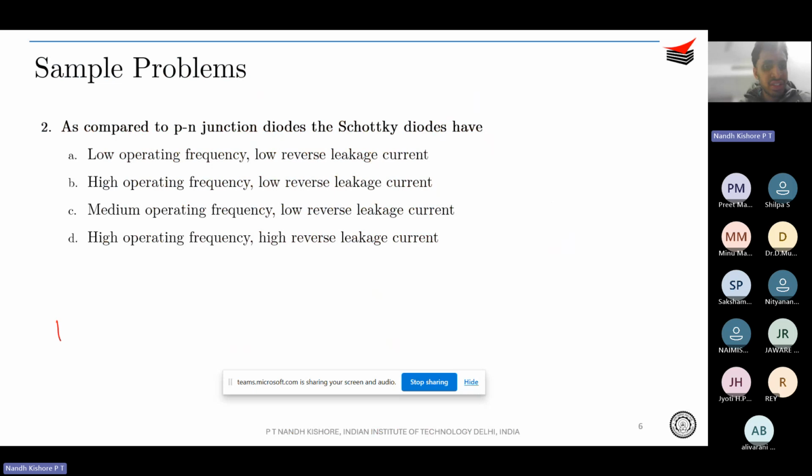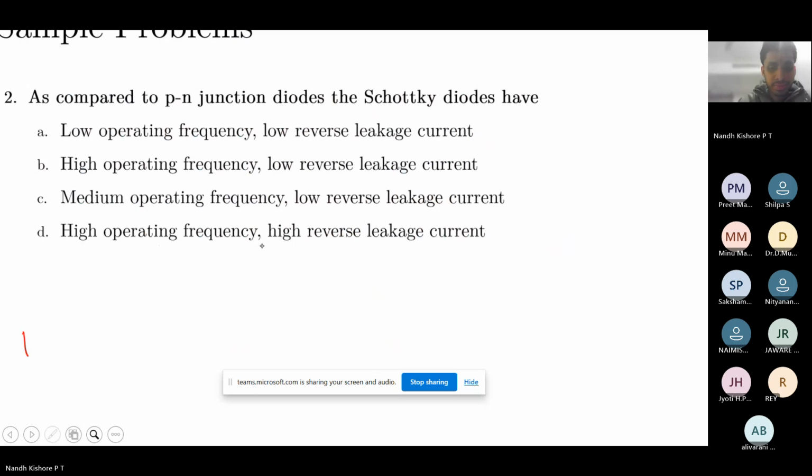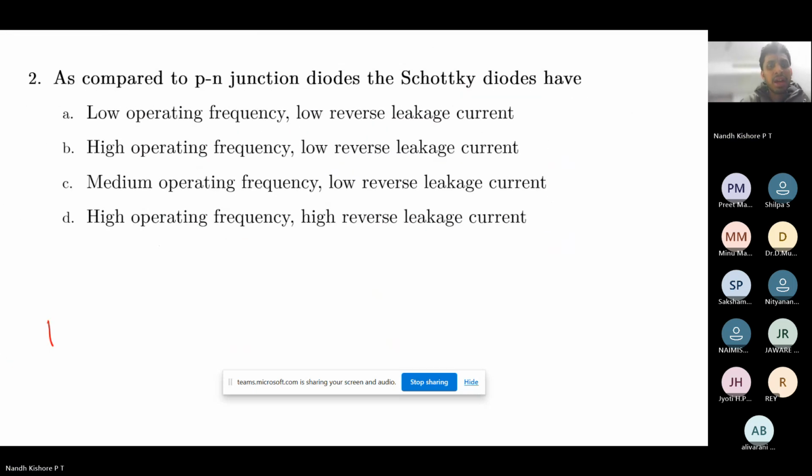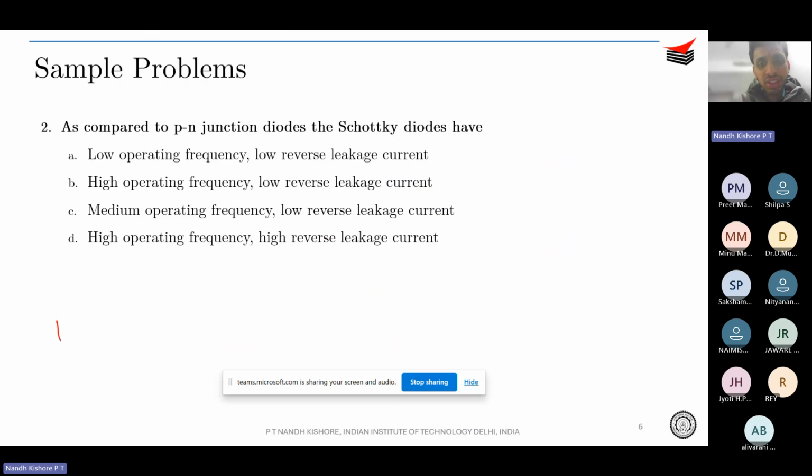So this is a simple theoretical question. As compared to the PN junction diodes, the Schottky diodes have dash. Okay. So this is your PN junction diode, and then you have the diodes have dash, right? Low operating frequency, low reverse leakage current. High operating frequency, low reverse leakage current. Medium operating frequency, low reverse leakage current, and high operating frequency, high reverse leakage current.